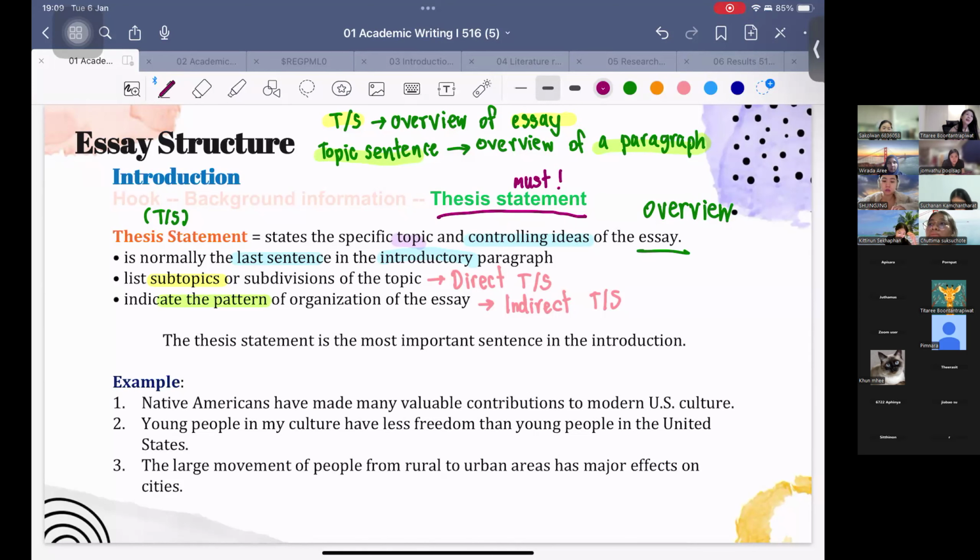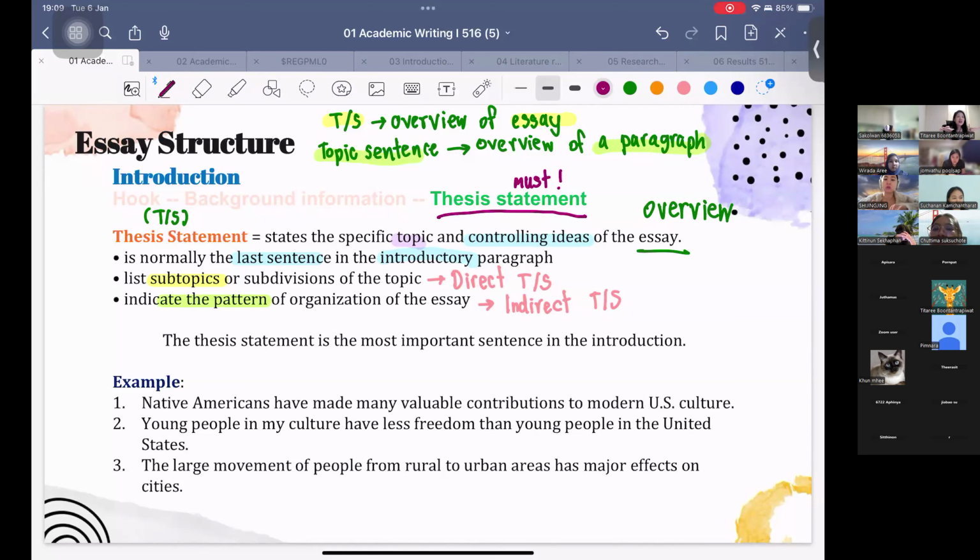However, a topic sentence provides an overview of a paragraph. So for that one paragraph, the overview of it is the topic sentence. However, the overview of the whole essay, which might have 4 paragraphs, 2 paragraphs, 5 paragraphs, who knows, would be given by the thesis statement.